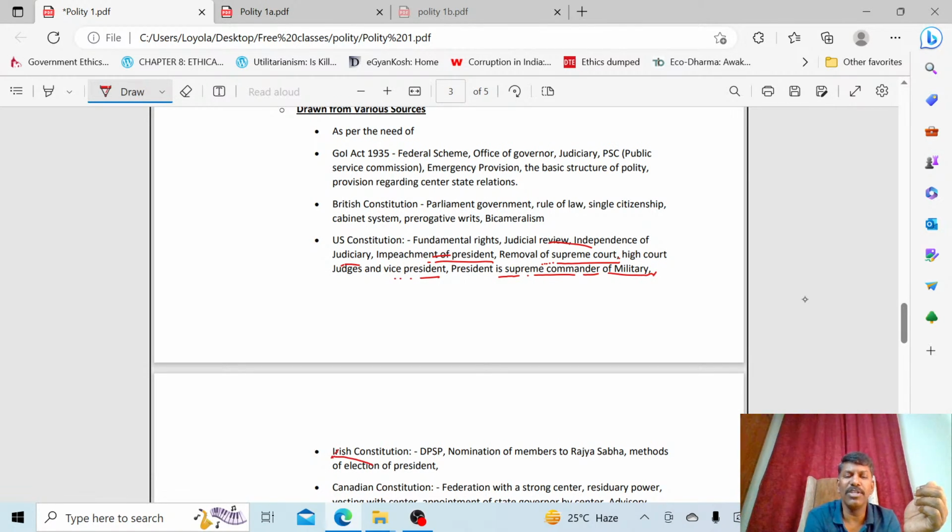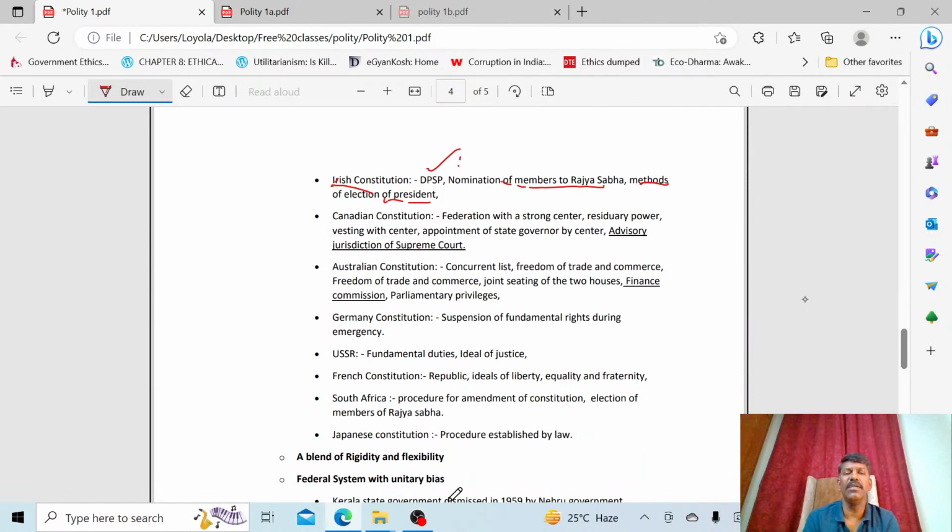And from the Irish constitution, you know very well, DPSP, nomination of Rajya Sabha members, and the method of election of the president. And from the Canadian perspective, the Canadian perspective came into existence based on a strong center. But even before that, the strong center first came into existence through the preamble of the 1918 Act, the decentralized unitary form of government. And residuary power lies with the state as per the recommendation of the 1928 Motilal Nehru Committee. But residuary power lying with the center is an idea of Canadian federalism. We borrowed it. And the appointment of state governors and the advisory jurisdiction of the Supreme Court, we got them from Canada.